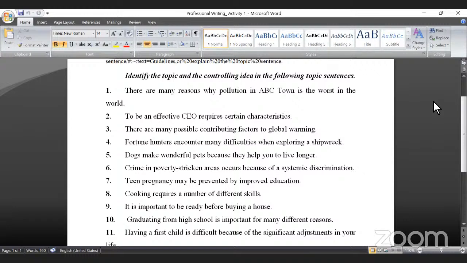You want to try before I give you the answer? What could be the topic? Pollution. There are many reasons why pollution in ABC town is the worst in the world.